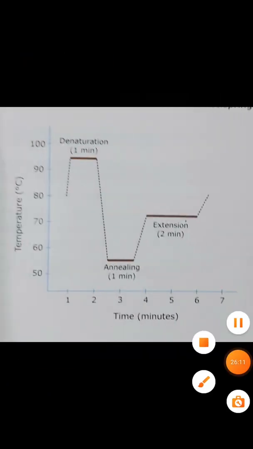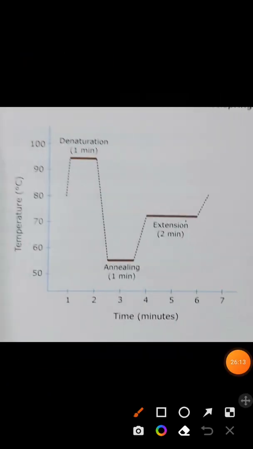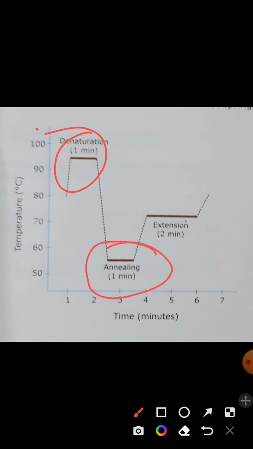So let's see the graph again. So this is the denaturation temperature, which is the denaturation step or melting step, which is for 1 minute. Annealing temperature again 1 minute, and extension temperature, okay, for 2 minutes.